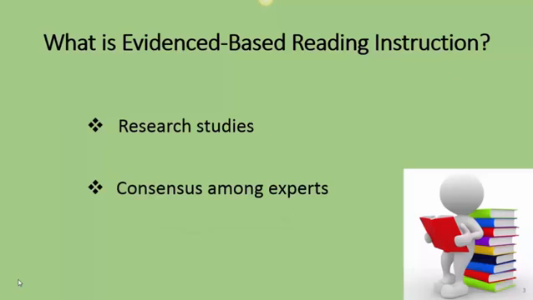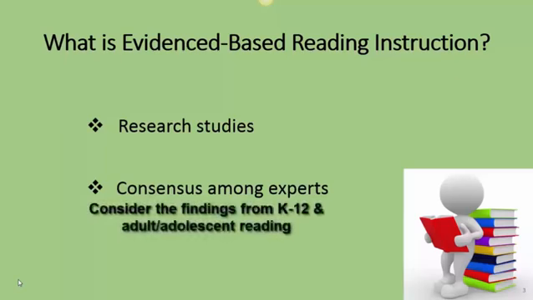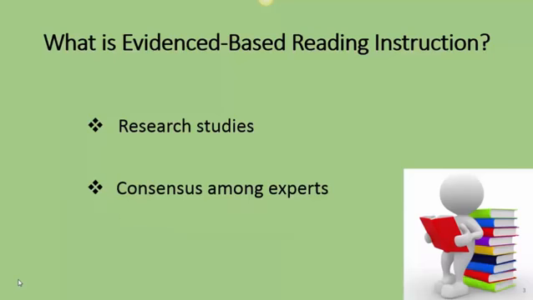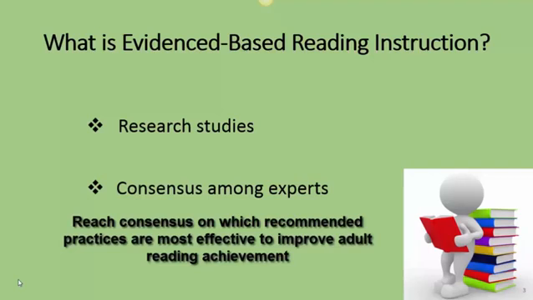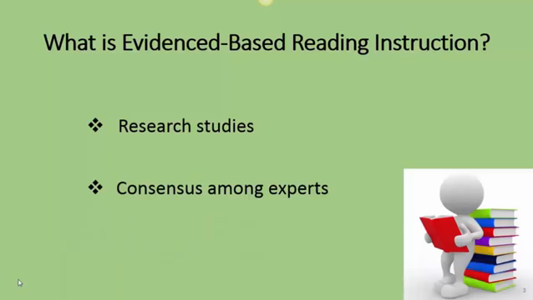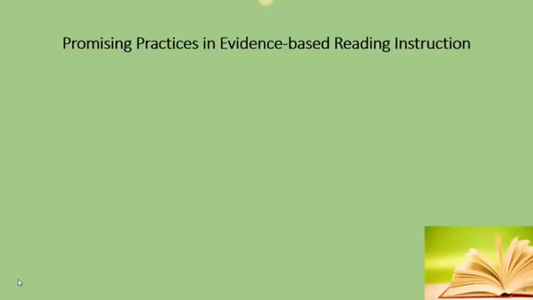And then you consider the findings from the K through 12 language research, adult and adolescent reading research, and other resources, and reach consensus on which recommended practices are most effective for improving adult reading achievement. The consensus of what works fills in the gaps of the limited scientific reading research in the field of adult literacy. And from this research, the researchers have concluded these promising practices for evidence-based reading instruction.